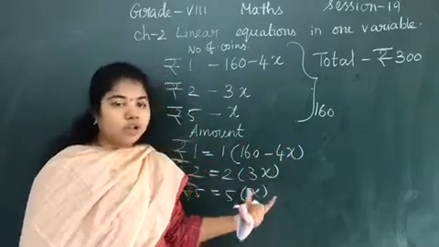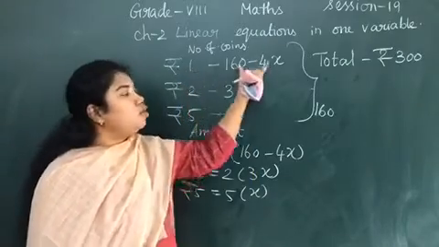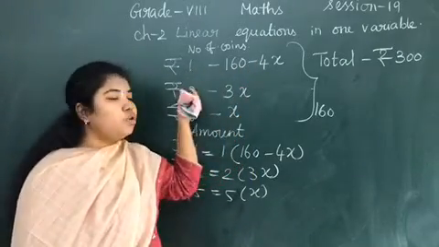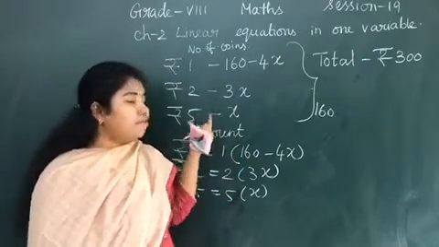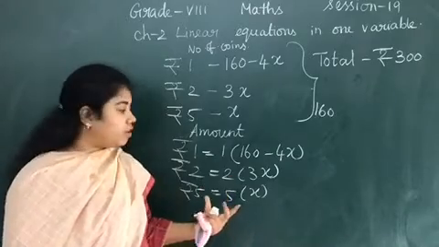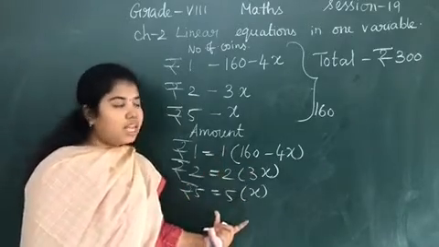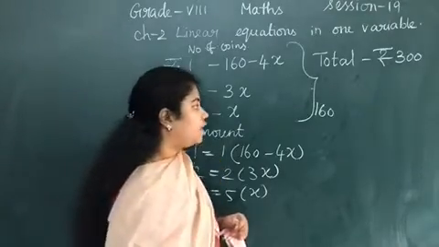I need the amount. So what I am going to do is, for the rupees 1 denomination, 1 into the number of coins; rupees 2, 2 into the number of coins; rupees 5, 5 into the number of coins. So we have got this. Now we are going to add all three and equate to 300. Can you understand? Let us do it.